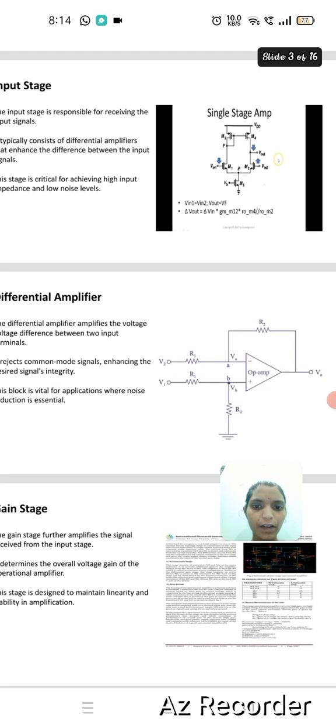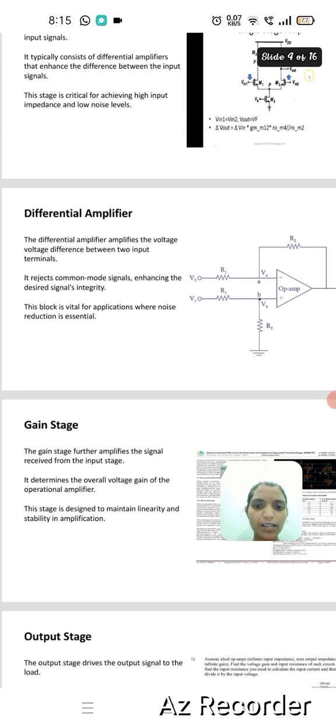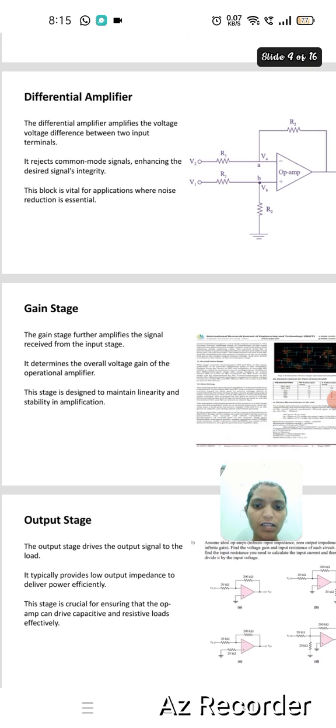Differential amplifiers. The differential amplifier amplifies the voltage difference between two terminals. It rejects common mode signals, enhancing the desired signal's integrity. This block is useful for applications where noise reduction is essential.